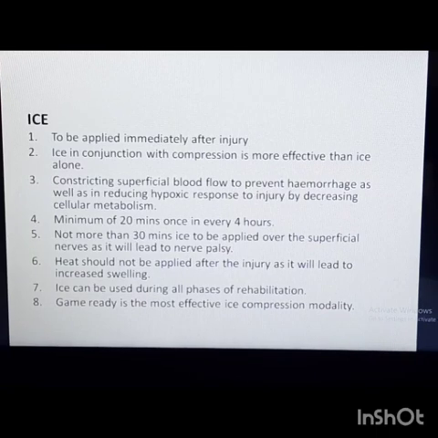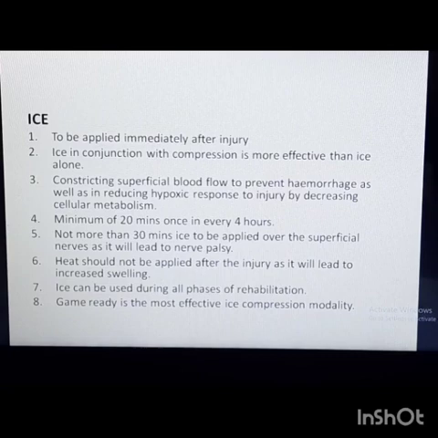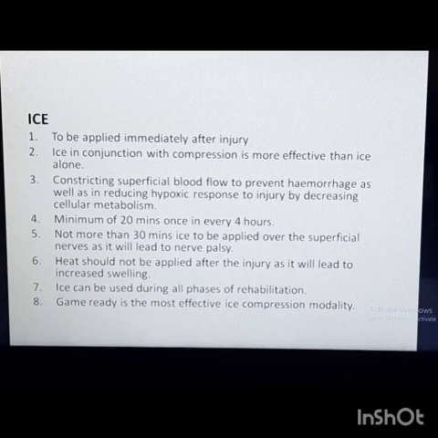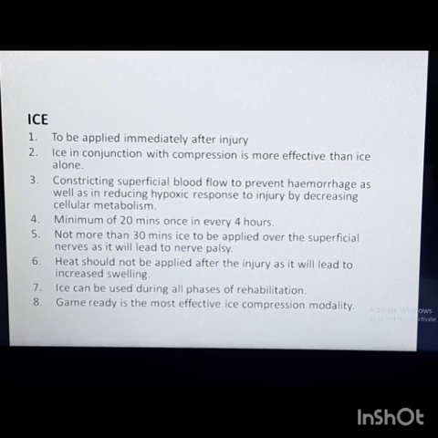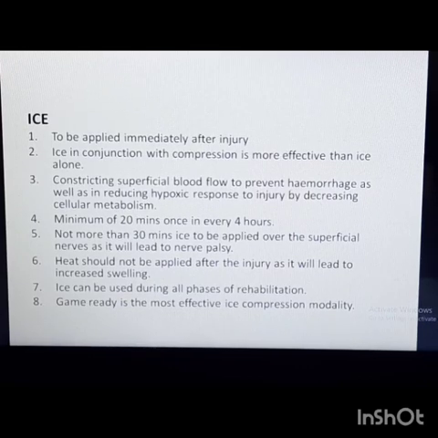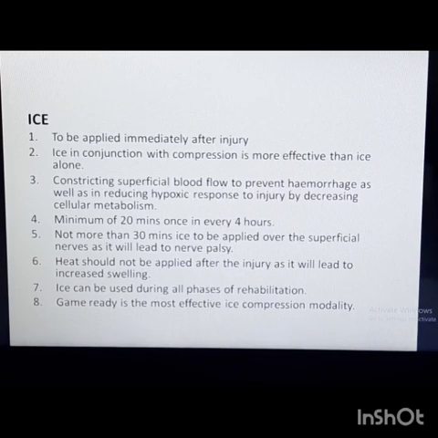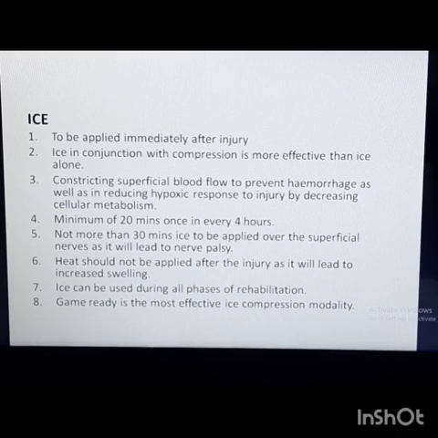Ice, if applied alone, is okay, it will work, but if it is applied in conjunction with compression, it is the best thing you can do. Compression and icing is the best thing that will help you reduce the swelling. Not only swelling, it constricts the superficial blood flow to prevent hemorrhage, as well as reducing the hypoxic response to injury by decreasing cellular metabolism. So this will help in reducing inflammation. A minimum of 20 minutes once every 4 hours should be applied. To all the players I say 20 minutes every 4 hours it has to be applied.